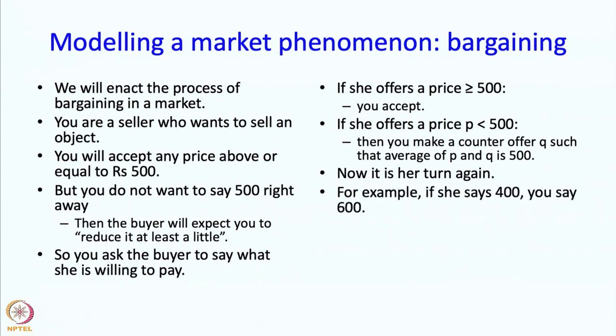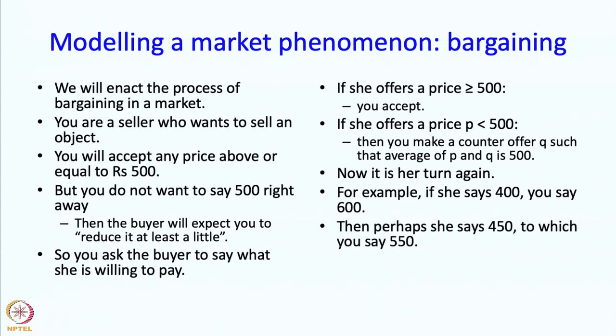So here are some examples. Suppose the buyer says, look, I am willing to pay 400 rupees for it. What are you going to do? Well, you will say 600. Why is that? Because the average of 600 and 400 is 500. Why this strange thing? Why don't you say 500 right away? Again, you want to keep yourself some leeway in case you need to reduce further. So this is how you are going to work.